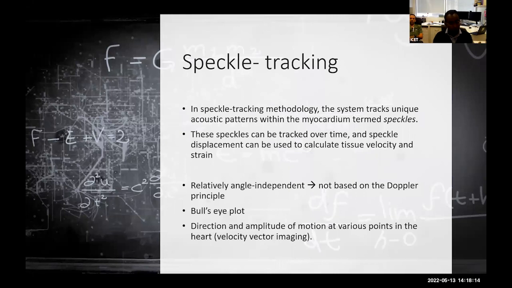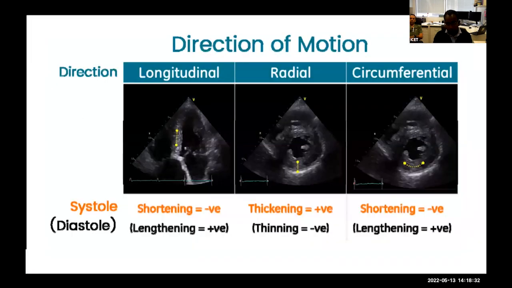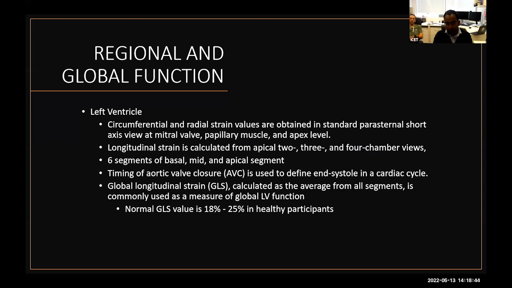So remember, when we talked about tissue Doppler imaging or tissue Doppler strain, it is in a longitudinal fashion. Well, in this case, it's not really affected by that. And the direction and amplitude of the motion at various points in the heart can actually be measured. As a result, you can do longitudinal strain, radial strain, and circumferential strain. And like I said, I talked about this before in terms of how it becomes positive and negative.